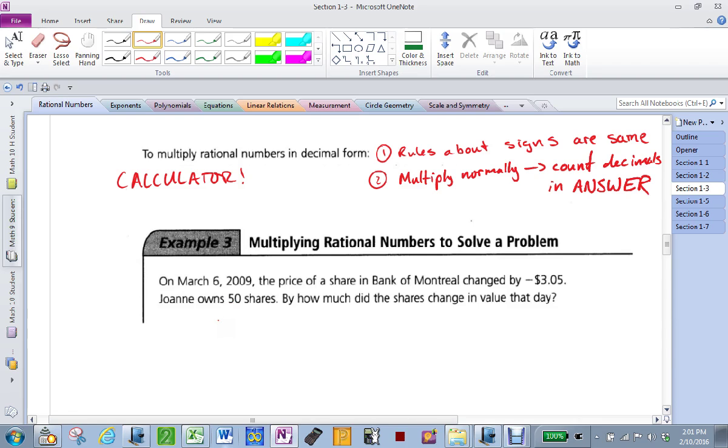Divided by? That was great now. She lost $3 on one share, and she has 50 shares. So times. If we were going to use our calculator, which is the way we should do this, we would do negative 3.05 times 50 on our calculator and get negative 152.50. Cool? Except on our calculator, it's not going to have the 0, is it? But in money, we put the 0 there, yeah?